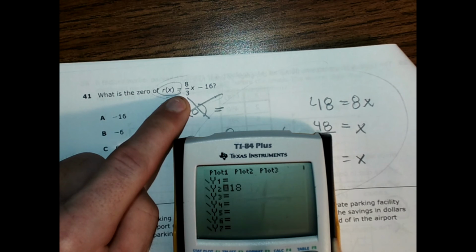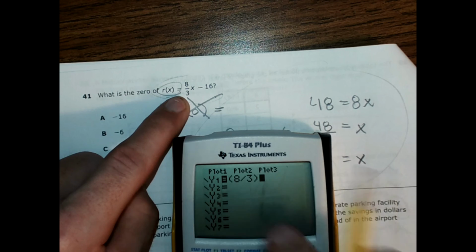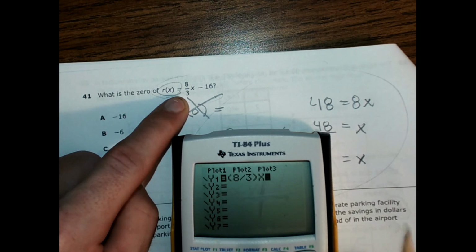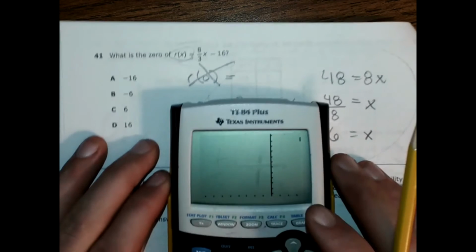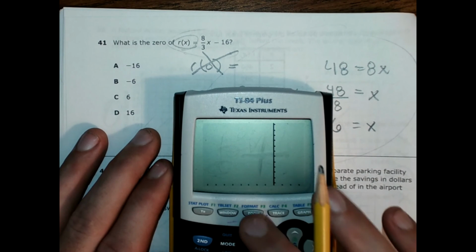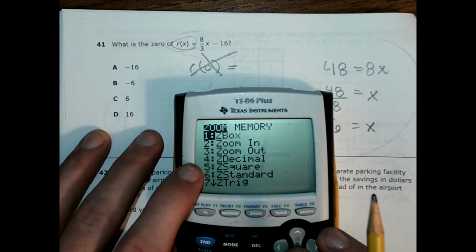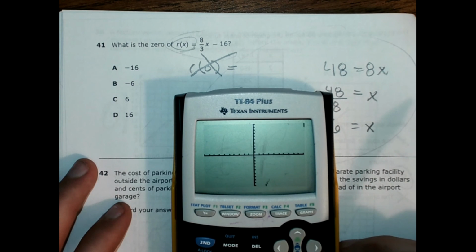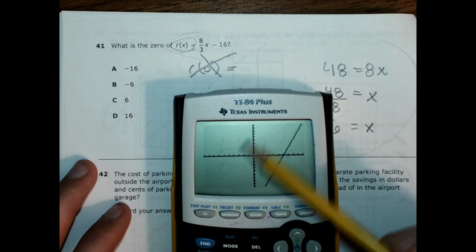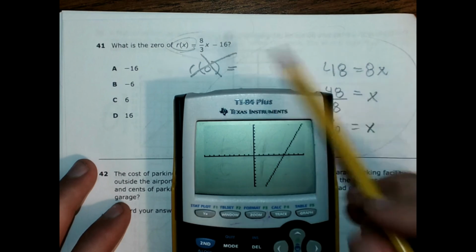Let's take full advantage of our technology. The slope is 8/3. Never hurts to put that in parentheses, so I know that fraction lives together as the slope. Minus 16. Check out the graph. Now, it's all messed up because of the last problem we did, but don't worry. Use this zoom button. Go back to 6 for zoom standard. There's your standard window. Why can't we see the graph? Because our y-intercept is 16.